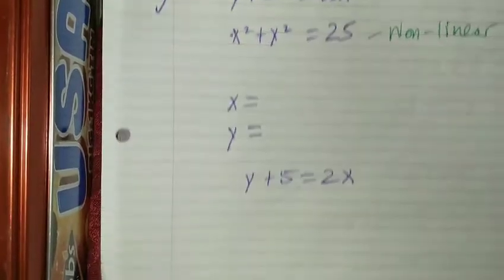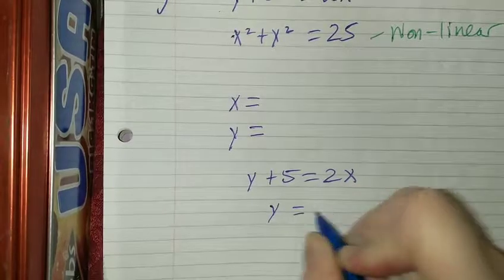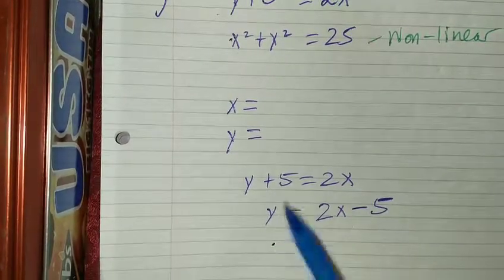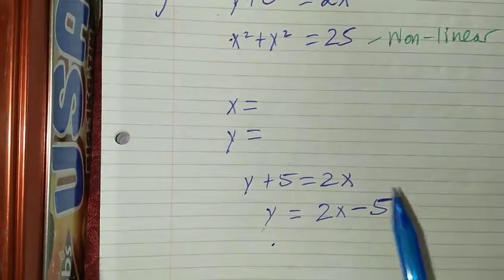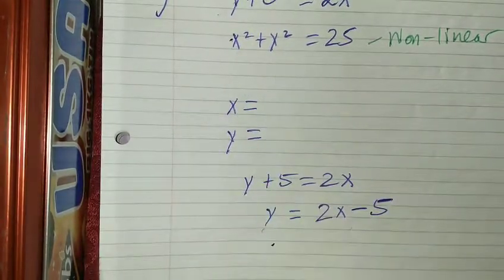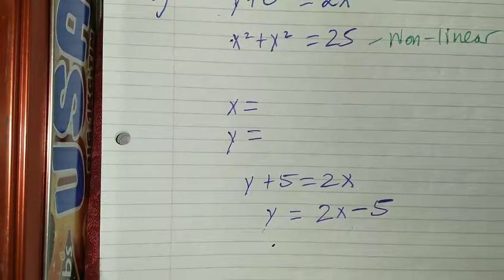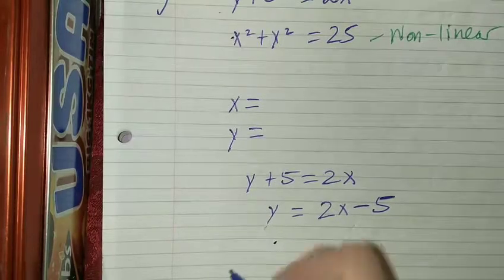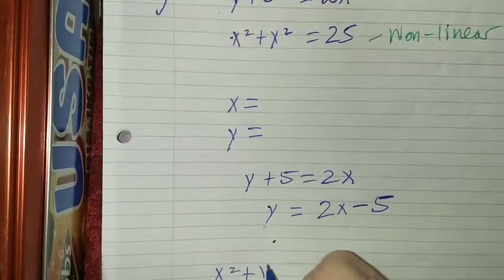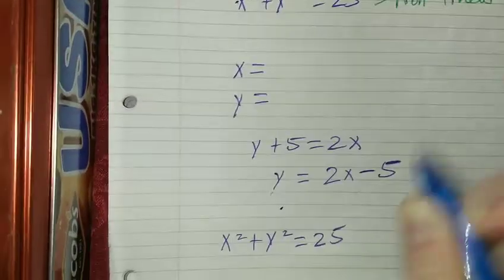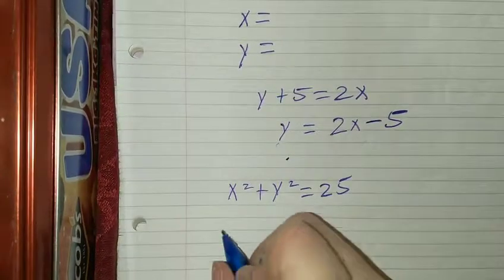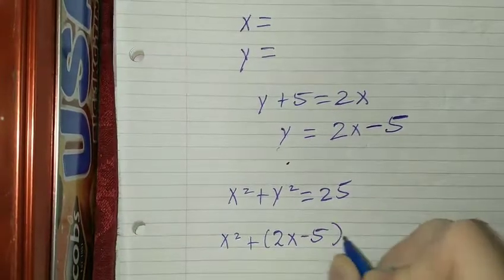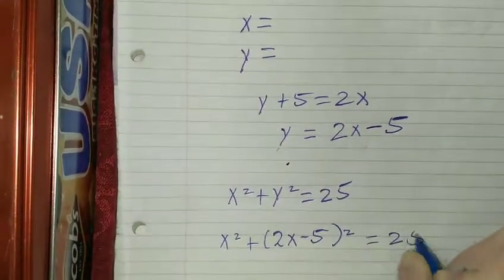So if we subtract 5 from both sides, we get y is equal to 2x minus 5. So if we sub in, wherever there's a y, we sub in 2x minus 5, and then we'll just have x's. And when we just have one variable that we don't know in our equation, we can solve it. Because when we have two unknowns, we can't solve it. So x squared plus y squared is equal to 25. So I'm going to sub in my value for y. So it's going to be x squared plus 2x minus 5 squared is equal to 25.